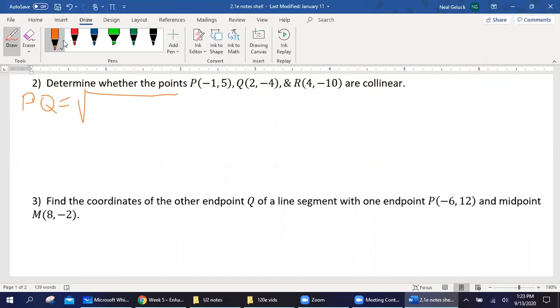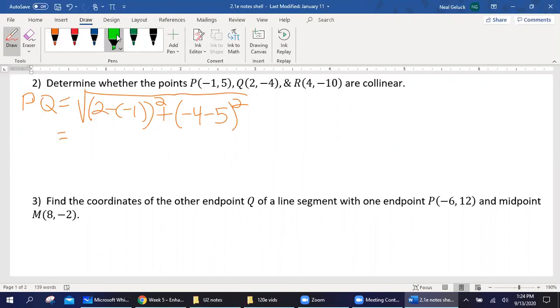So from P to Q, I'm going to do x2 minus x1. So that's going to be 2 minus -1. Some terrible writing here. That's all going to be squared, plus y2 minus y1, which would be -4 minus 5, squared.